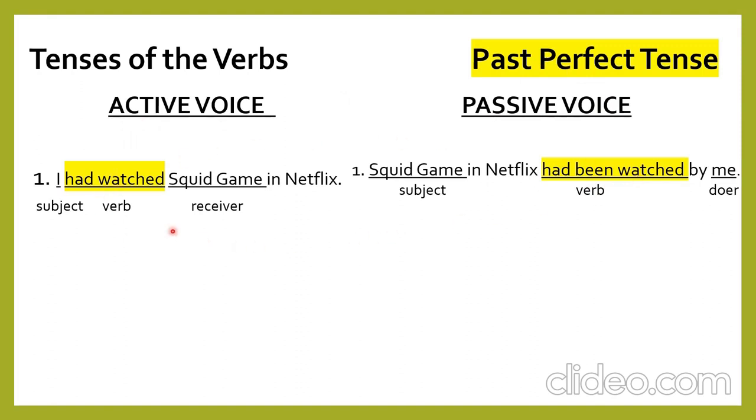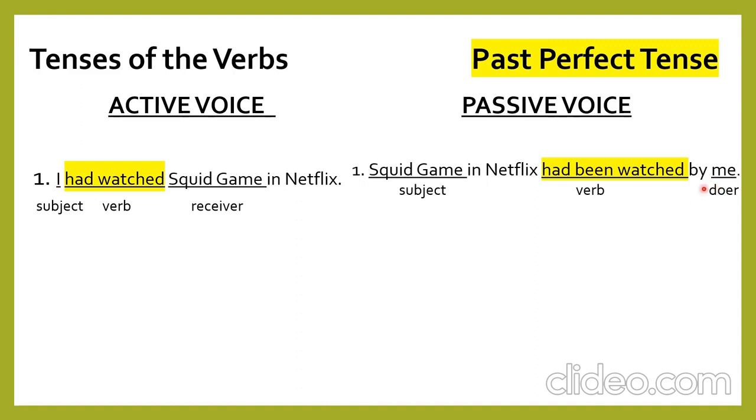Okay, so the subject here, which is I, becomes the doer in this passive voice sentence. But it became me. Why? Because you can't use the pronoun I here. Let's try to read the sentence using the pronoun I instead of me. Squid Game in Netflix had been watched by me. Had been watched by I. That doesn't make sense. That's wrong.